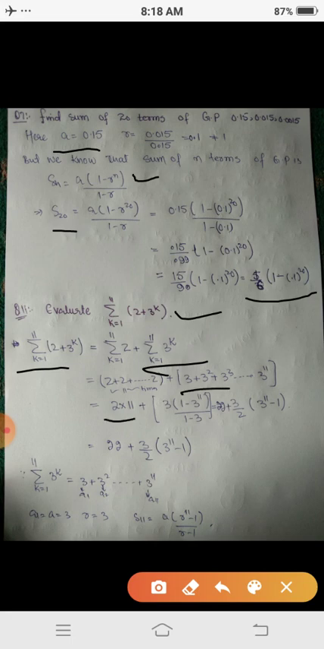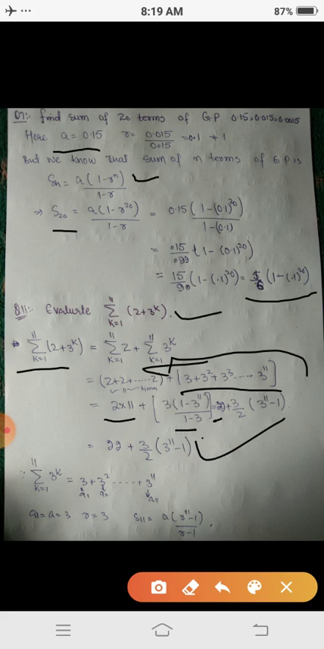Now this term is a GP because its first term is 3 and its common ratio is 3, which implies that the sum of the first 11 terms in this GP becomes a into r raised to power 11 minus 1 upon r minus 1. Here r is 3, a is 3, so substituting the values we get 3 into 3 raised to power 11 minus 1 upon 3 minus 1, which is 22 plus 3 by 2 into 3 raised to power 11 minus 1, the required sum.